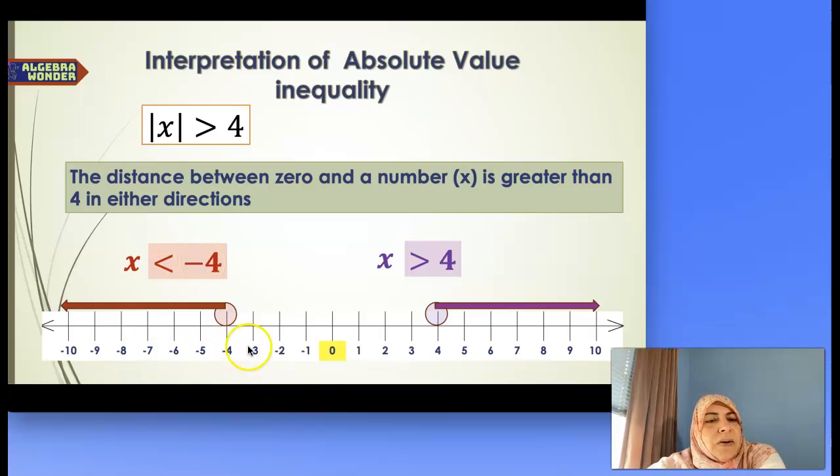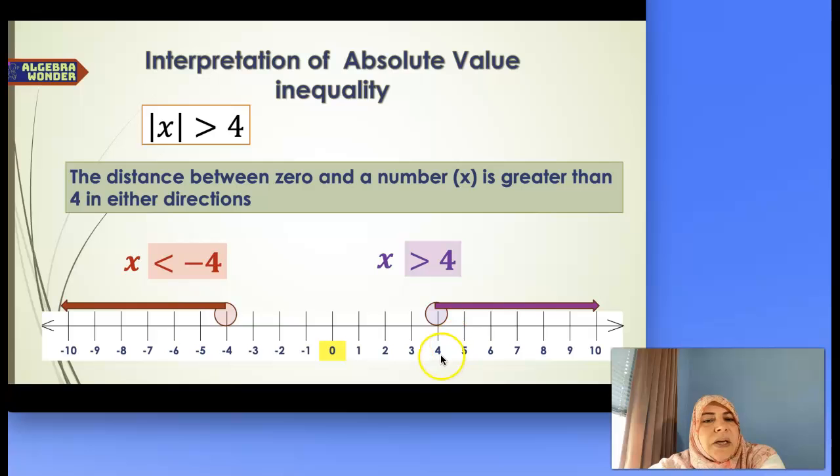So don't get confused with this. With the positive, it's greater than 4. But with the negative, we switch the inequality sign. Be careful of that. Why? Because it's absolute value. Now if I choose a number here, negative 2, is the absolute value of negative 2 greater than 4? Nope, the absolute value of negative 2 is 2, which is not greater than 4. So this area here is not a solution.